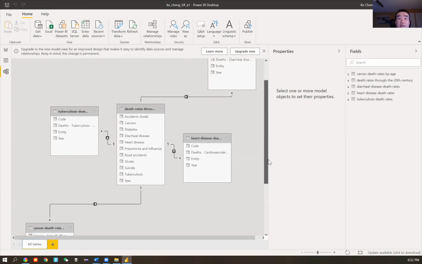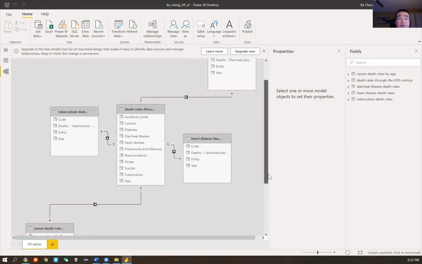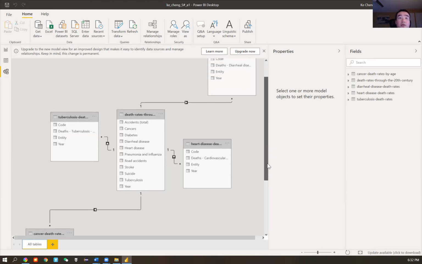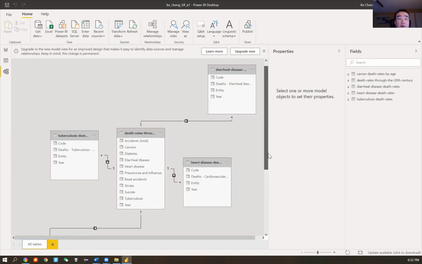Then I just made the relationship between the major table and the other 4 tables. I added the relationship. You can see it's one to many to connect all the tables. All the data modeling steps are done by Power BI.